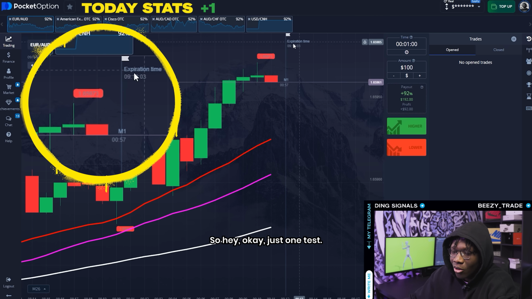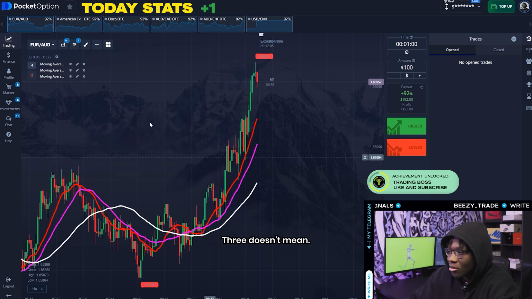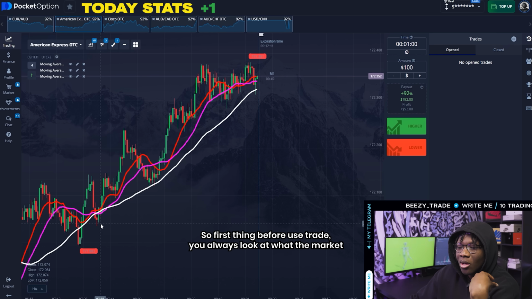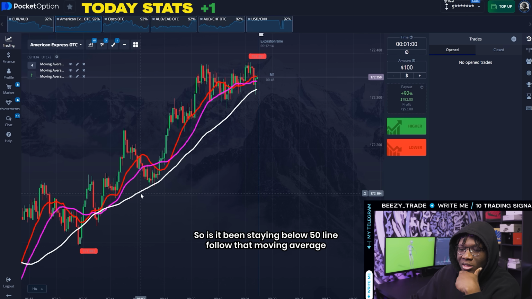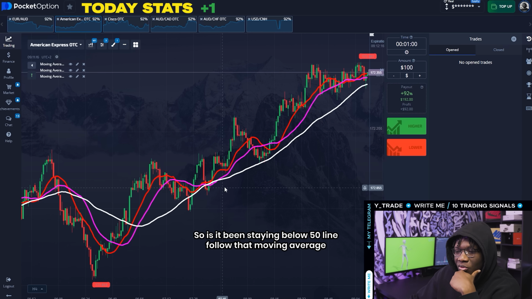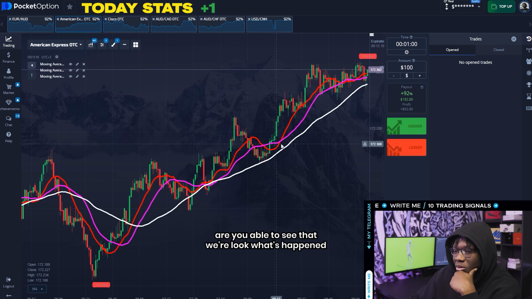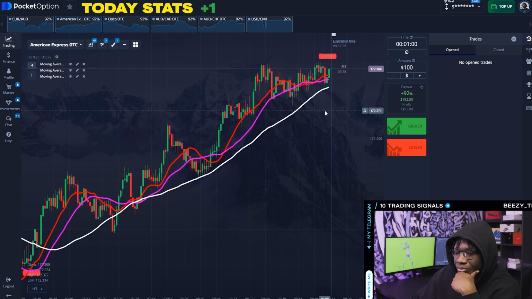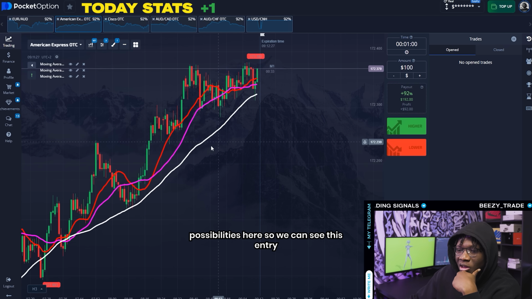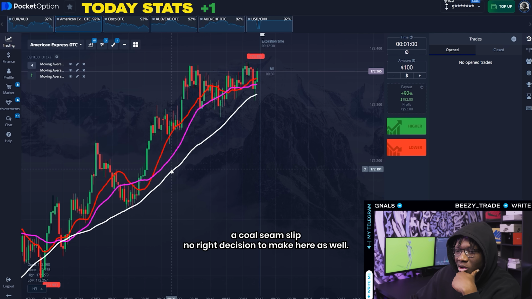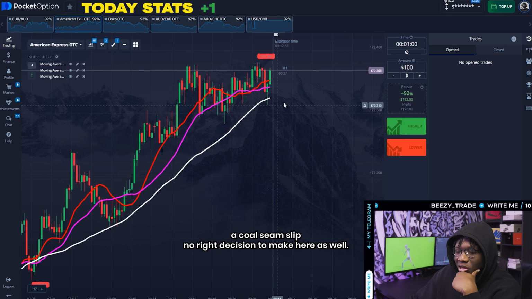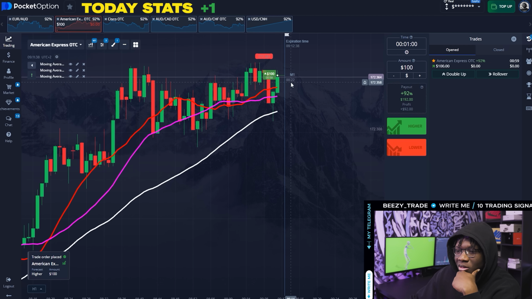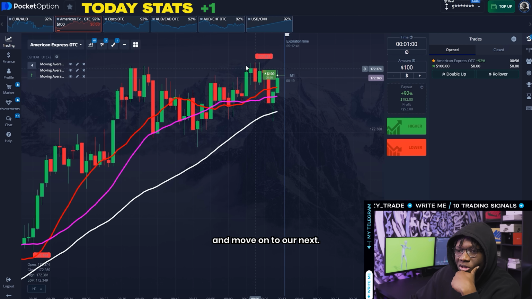So, okay, just one test really doesn't mean anything, right? So let's go to American Express. First thing before you use the strategy, always look at what the market has been doing. Has it been staying below every line, below the moving average? Are you able to see that when the crosses happen, the market follows in the same direction? Right here, we can see the same. Entering a call seems like the right decision here as well, so we're going to enter into a call and move on to our next.